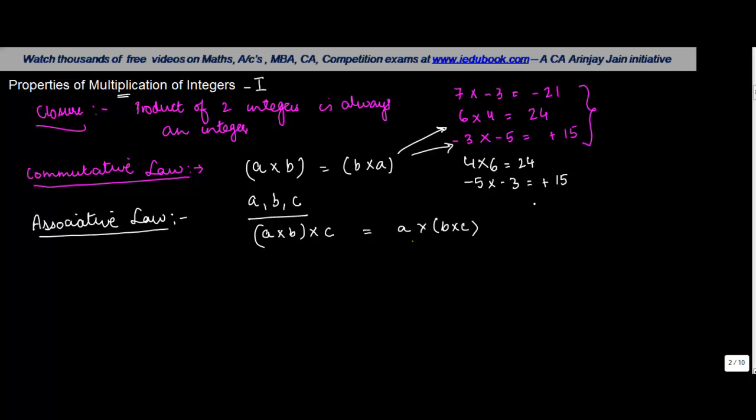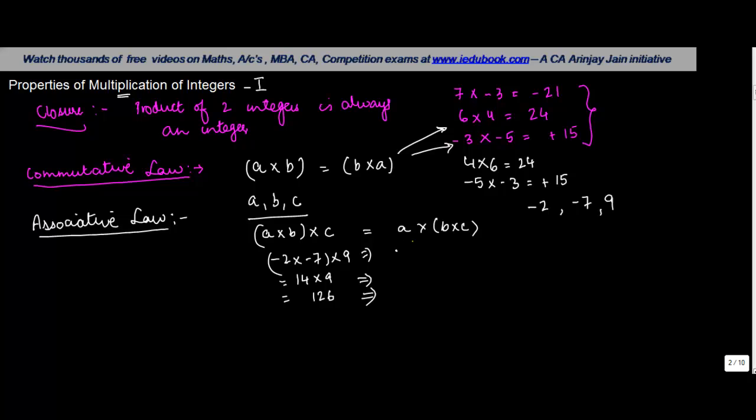Right? Let's take three integers, minus 2, minus 7 and 9. So if we do (minus 2 into minus 7) into 9, okay, what will this give? 2 into 7 is 14. Because these two have same sign, so we put a positive here, into 9. Okay, 14 into 9 is 126. So the left hand side comes to 126.